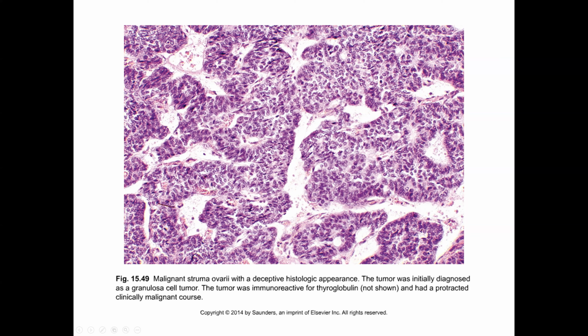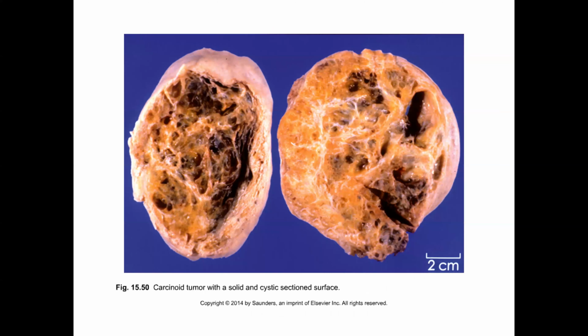And so some of the variants of papillary carcinoma, like the tall cell variant or the other columnar cell variants, can be difficult to distinguish from other primary ovarian tumors. This, for example, as it says here, was initially diagnosed as a granulosa cell tumor until it was found to have thyroglobulin on immunohistochemical staining. So carcinoid tumors are another lesion that one can encounter in these monodermal teratoma lesions.